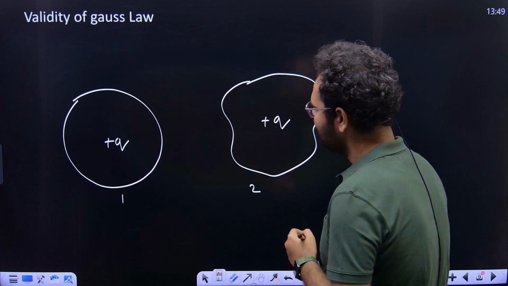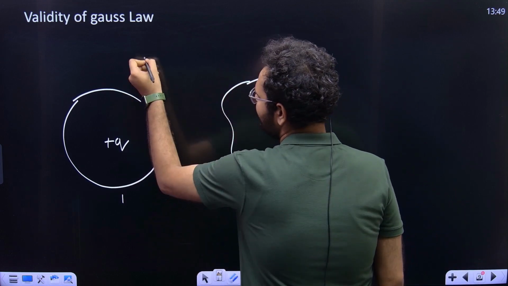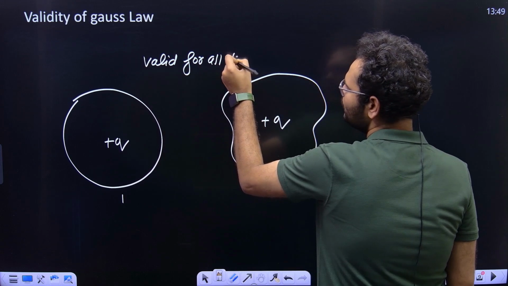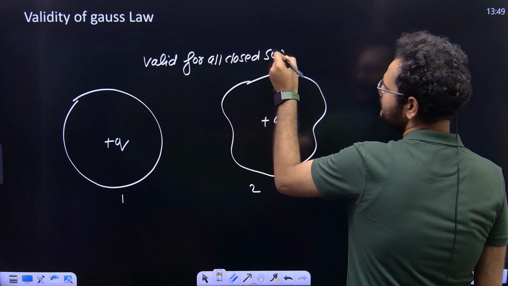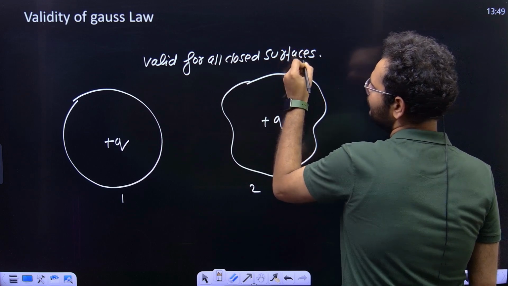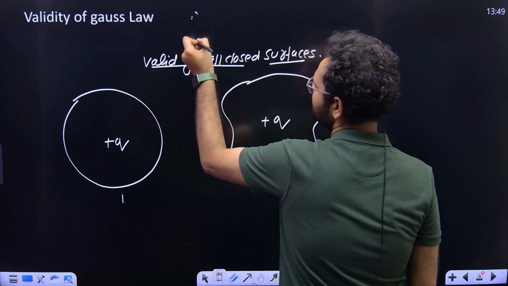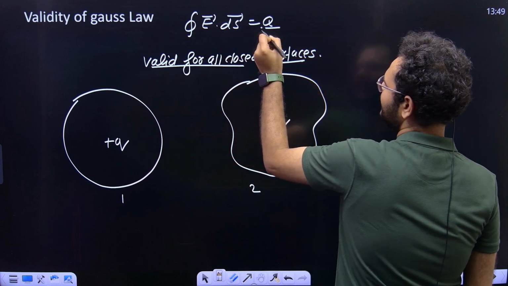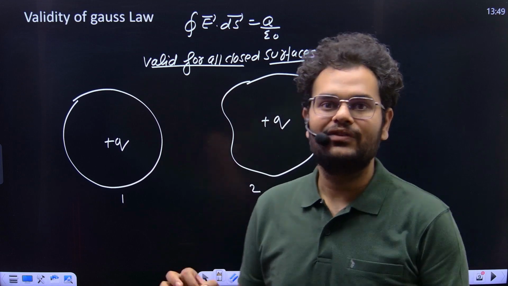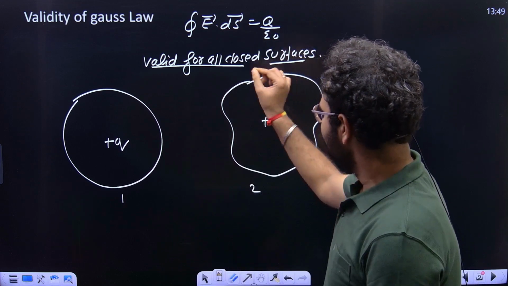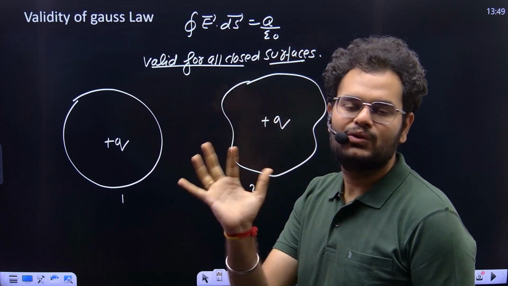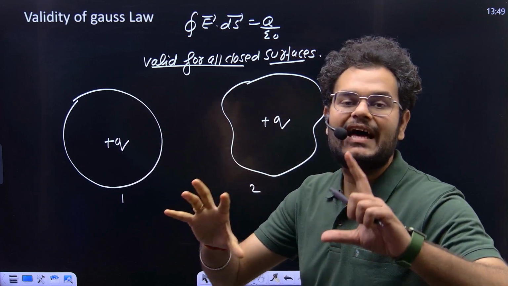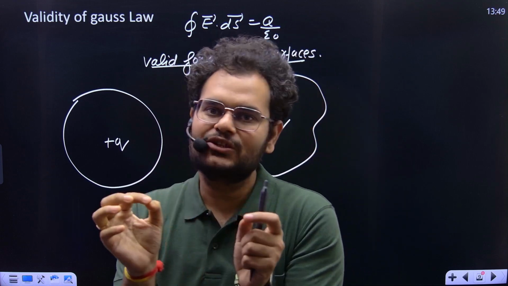Are you getting what I'm trying to say? Here I will write: valid, important, for all closed surfaces. Always remember that this expression of Gauss law is valid for all closed surfaces. Don't worry. Are you getting it? Using this, I can calculate electric flux through all closed surfaces. But what happens is, some closed surfaces are not used for calculation of electric field.